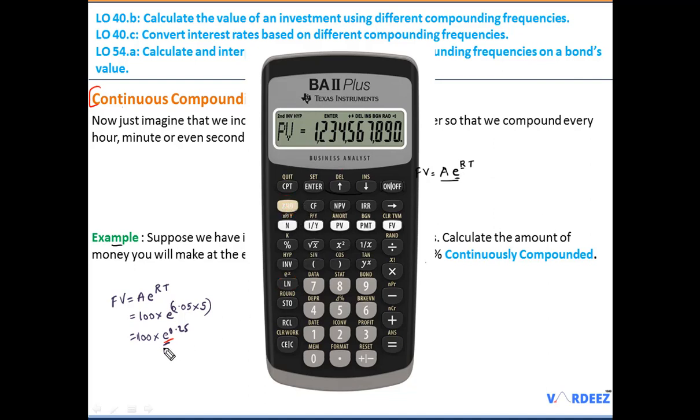All right, so this is how we do it, and once we solve for e to the power 0.25, we get 128.40. So this is the continuously compounded return that we have at the end of 5 years.